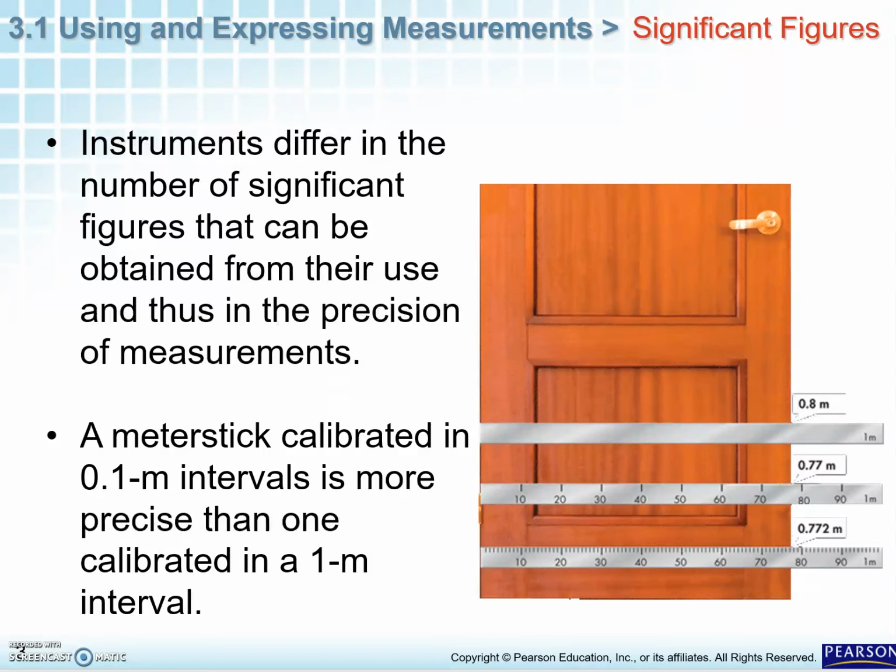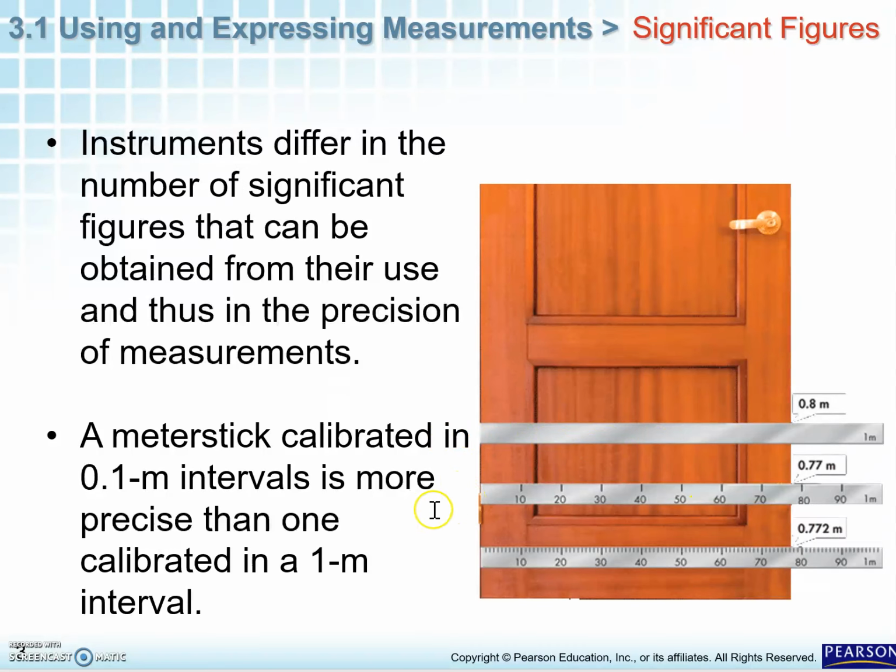If you take a look here, we have a door just like we have in the classroom, and the first meter stick up here only has two marks: the very end, which is 0, and the opposite end, which is 1 meter. So I can't be very certain about how long or how wide this door is, except that it is greater than 0 and less than 1. If I were to make a guess, it would be around 0.8 meters. In this answer, there's only one significant figure, because there aren't very many known values.